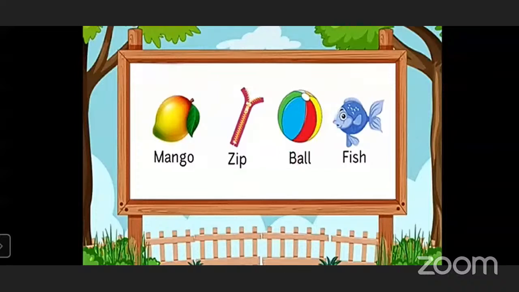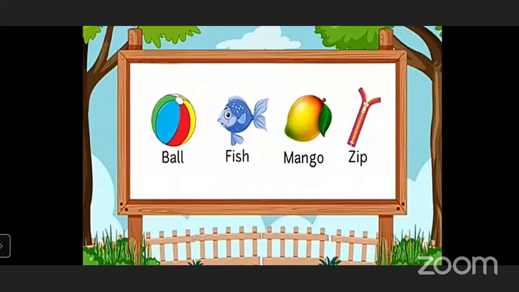In the alphabetical order, A, B, C, we have B first, and then F, then M, then the last letter is Z. So arrange in that way, alphabetical way. So we get ball, fish, mango, zip. Is it clear, all? Yes, this is the correct alphabetical order.